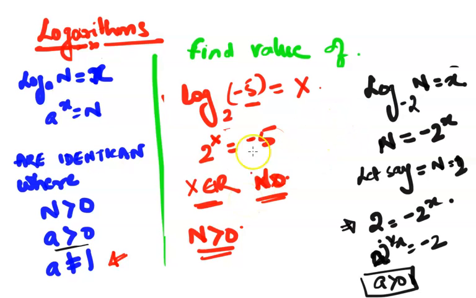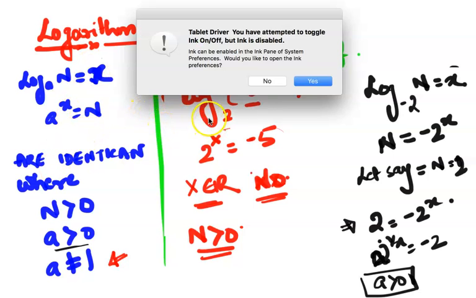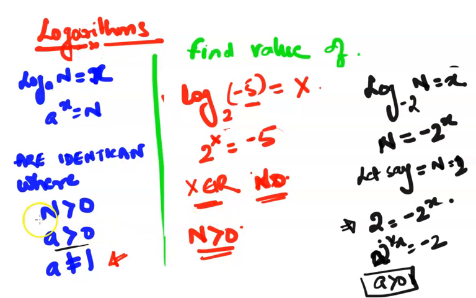So what do we conclude? We say a logarithm is defined by log n, which is a number, to the base a equals x, which is the same as an exponent, where we say a raised to the power of x equals n. And we have seen how to solve questions using this property. However, these two are identical only where n has to be greater than 0, a has to be greater than 0, and a should not be equal to 1. So these three properties need to be strictly followed for log to be defined.